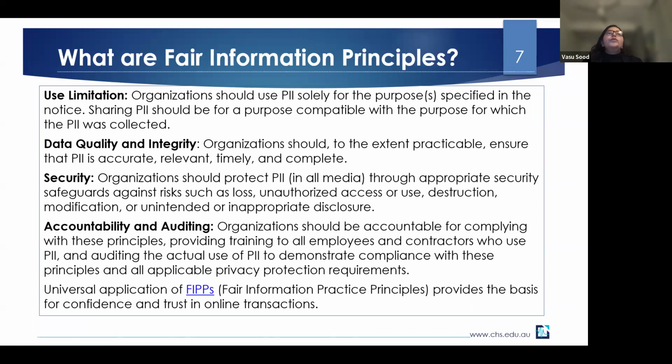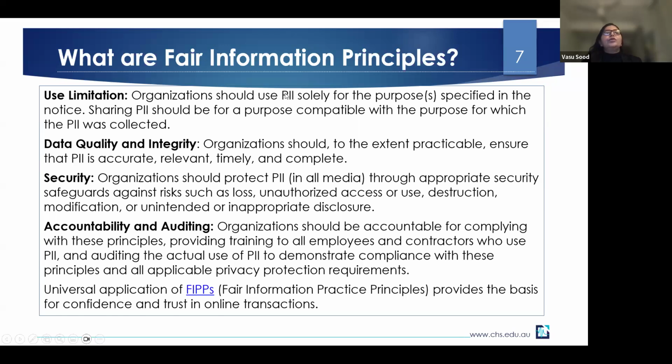For example, use limitation. This indicates that data must not be used or shared beyond the purpose stated at the time of collection. Then we have the principle of data quality and integrity. This indicates that data must be accurate, complete, relevant, and up to date. We also have the principle of security, which indicates that strong safeguards must protect data.